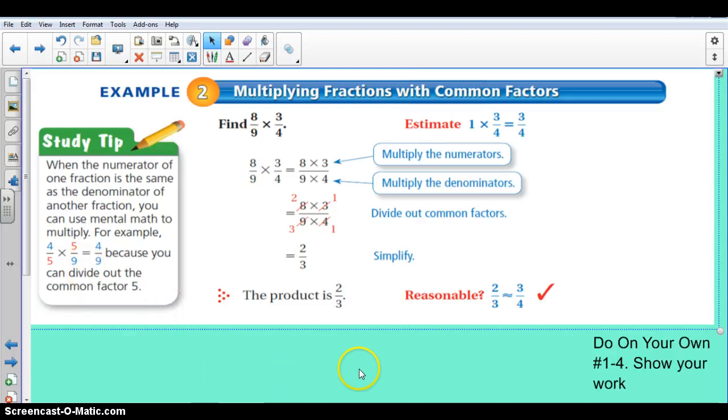At this point, what you need to do is the on your own. You need to show your work. You're going to do numbers 1 through 4. Once you've completed those, please come back for example 3. Pause the video.